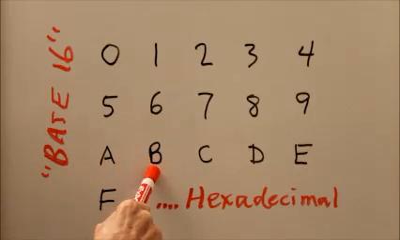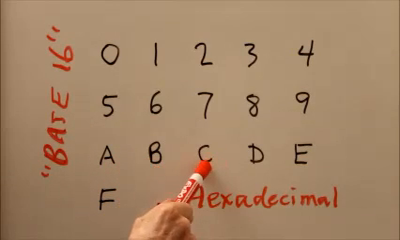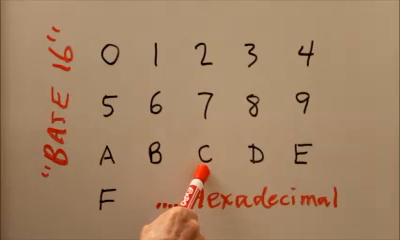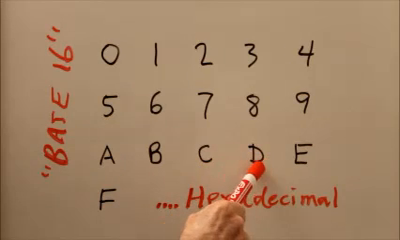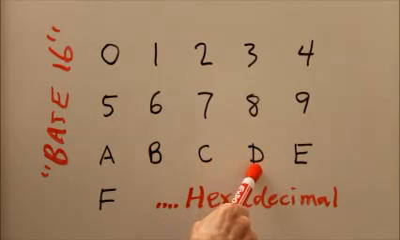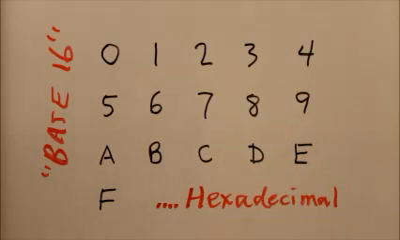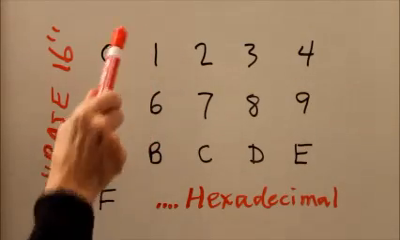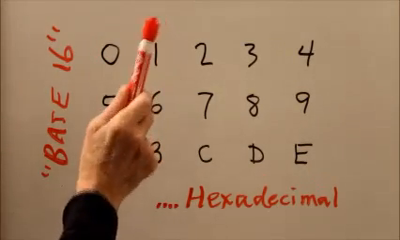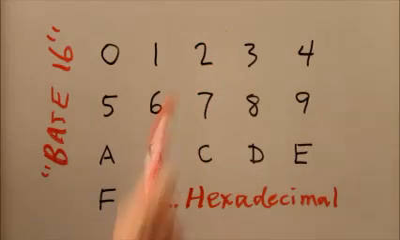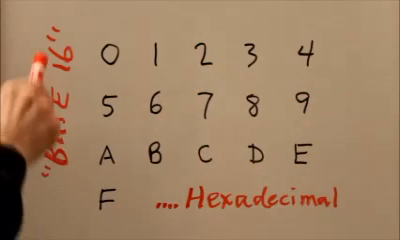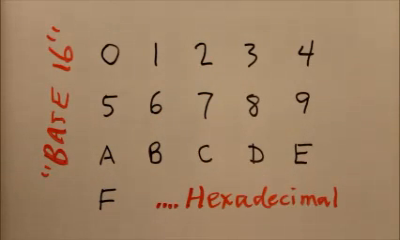B represents the decimal number 11. C represents the decimal number 12. D represents the decimal 13. E represents the decimal 14. F represents the decimal 15. Now after this, we get to the decimal number 16, which we would represent as 1, 0. 17 would be 1, 1. 18 would be 1, 2 in base 16.